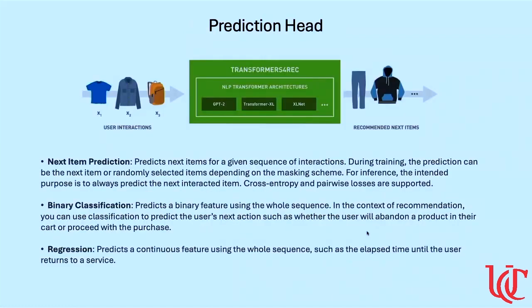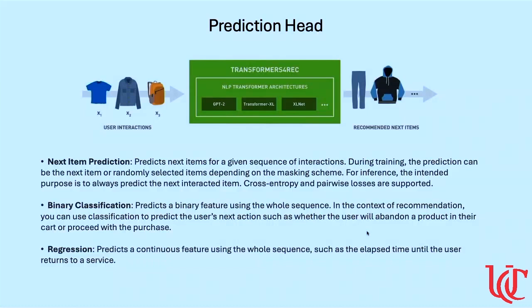Okay, the last thing is the prediction head. The next module is the prediction head, where we actually determine the probability of which product is going to be shown after a particular sequence is given. Essentially we are assigning probabilities to these products or items, and the highest probability one is given the first rank, and then eventually the rest of the products follow. So a particular user interaction passes through the transformers for reg library, and you can choose which transformer architecture you want to use, and then you get recommended next items.